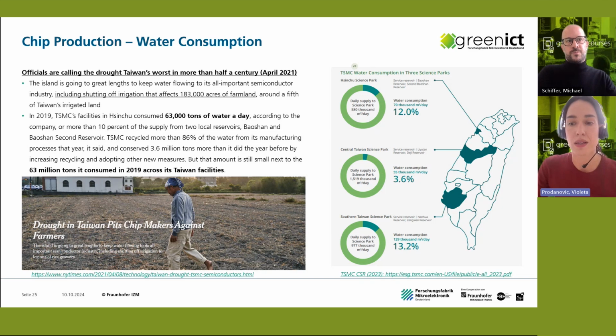So TSMC has in total 3 science parks present over Taiwan, and they're in Hsinchu, and they're using around 63,000 tons of water per day. And over all 3 sites, the consumption of water in 2019 was 63 million tons. Though the company did report that they managed to recycle 86% of this amount, they're still using incredibly large amounts of water to keep their production up.